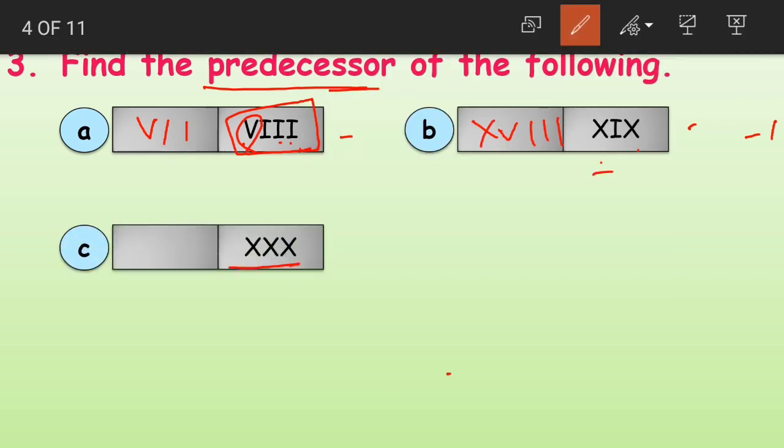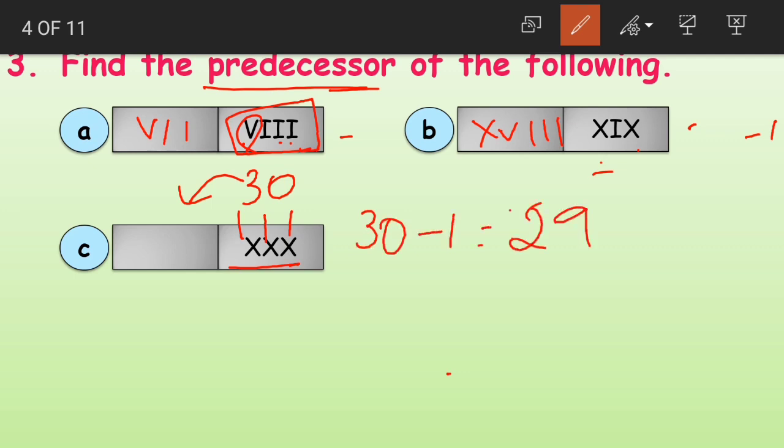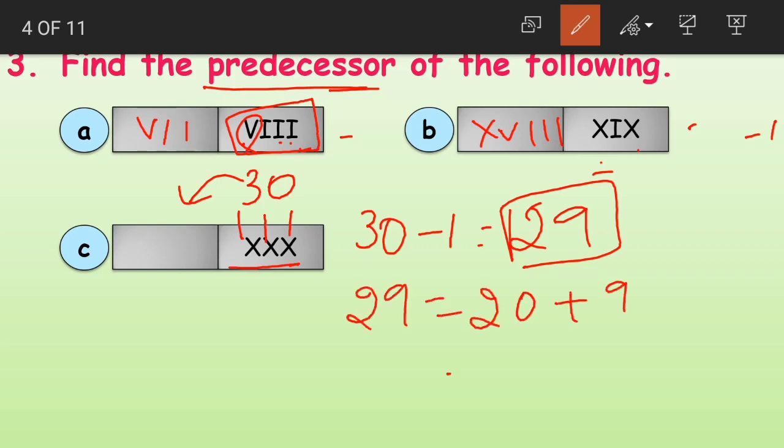Moving on, the third question, XXX. Now what is this XXX, which means 10 plus 10 plus 10, which is equal to 30. Now what is the predecessor of 30? 30 minus 1 is equal to what? It is equal to 29. Now how do we write this 29 in Roman symbols? 29 is equal to 20 plus 9. Again, how can 20 be written? XX. 10 plus 10 is equal to 20.